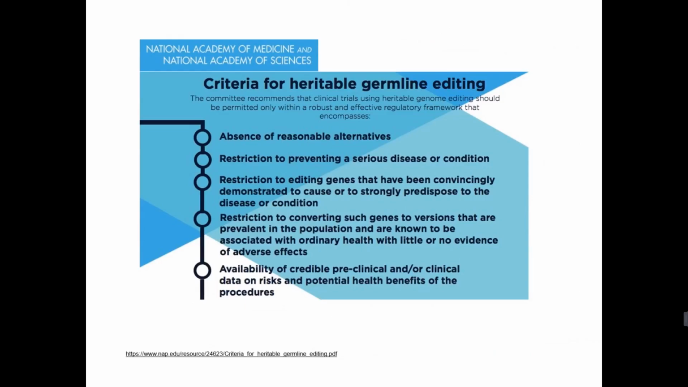Scientists occasionally think about these matters and decide what would be reasonable if we're going to do germline editing, gene editing. So we can kind of walk through these, right? And this is from the National Academy of Sciences in the US. The first, you know, absence of reasonable alternatives. Obviously, there were many reasonable alternatives, so we fail on that.